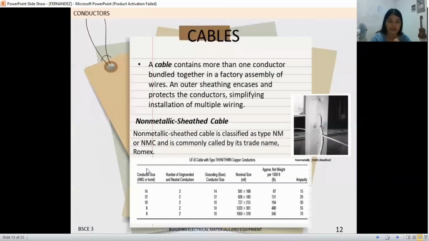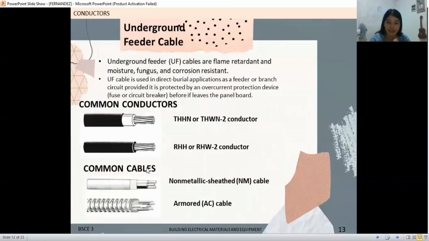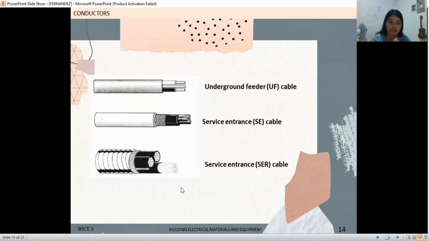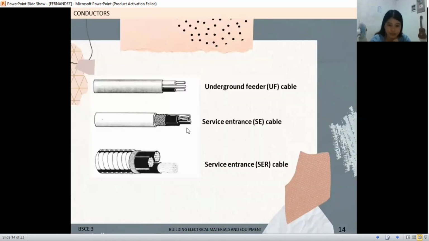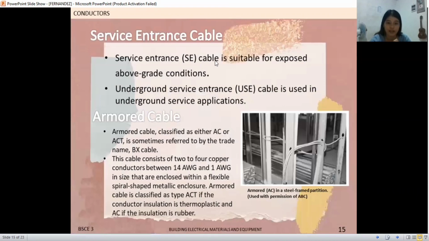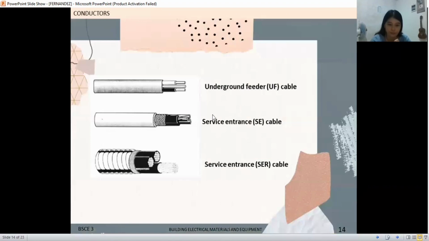So this is the non-metallic sheathed cable. Next one is the service entrance cable. So service entrance cable is this one. This cable is suitable for exposed above grade condition, and underground service entrance cable is used in underground service application. This is the underground feeder cable.